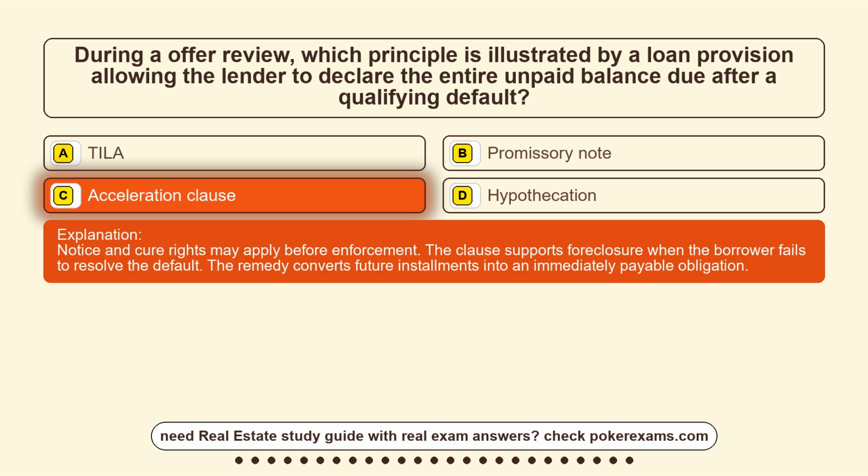Notice and cure rights may apply before enforcement. The clause supports foreclosure when the borrower fails to resolve the default. The remedy converts future installments into an immediately payable obligation.